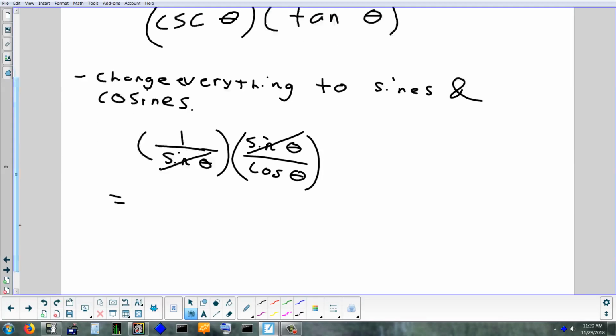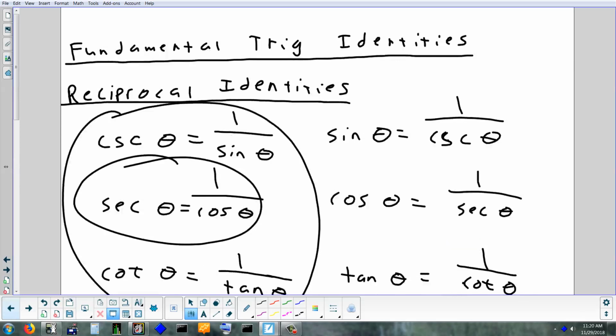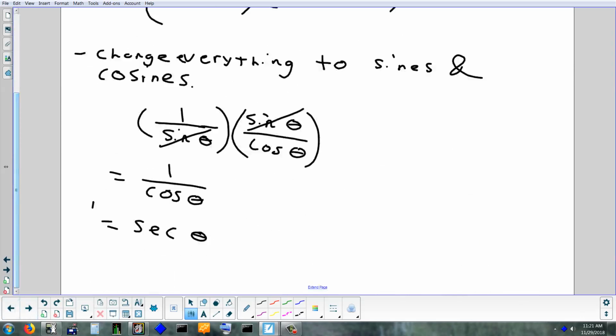So, if I cancel, what's left in the top? 1. And what's left in the bottom? Cosine. Now, there's a simpler way we can write 1 over cosine, so it's not a fraction. What did we say 1 over cosine is? Yep, the secant. So that's basically like substitution. You took this 1 over cosine and substituted secant. That's a reciprocal identity. And now all we're left with is this.